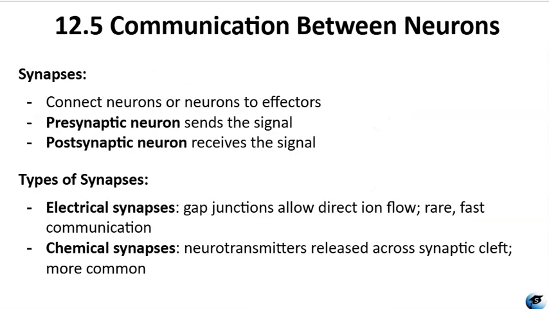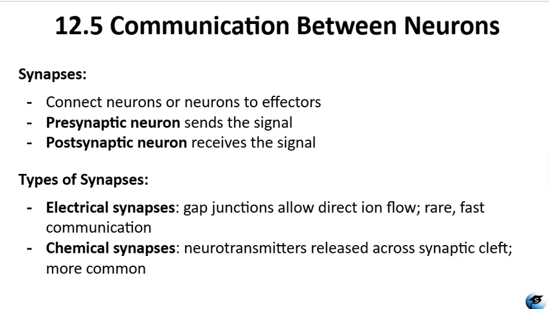Neurons communicate at synapses, which can be either electrical or chemical. Electrical synapses are formed by gap junctions, and they allow ions to pass directly between cells, enabling rapid signal transmission. While found in both the central and peripheral nervous systems, electrical synapses are relatively rare.